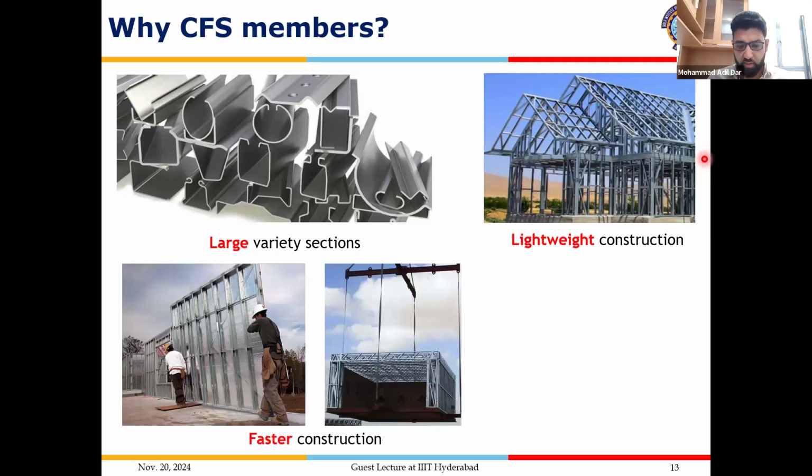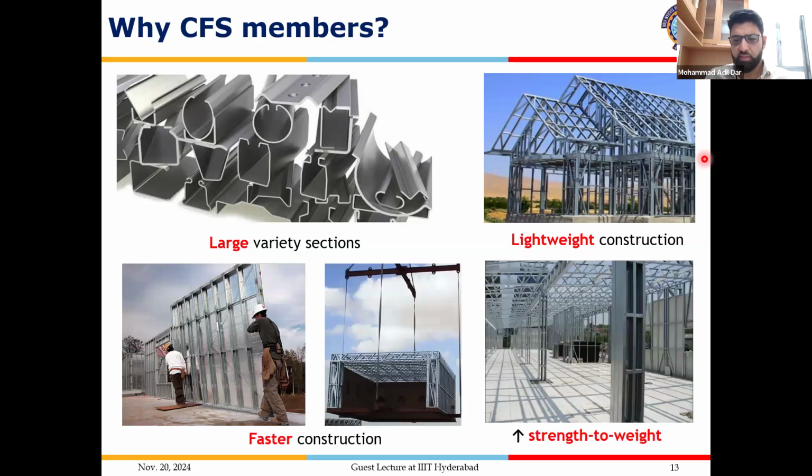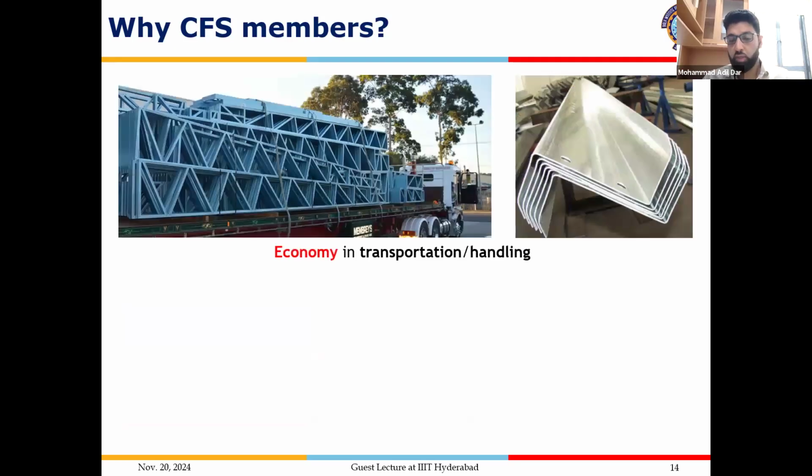It results in faster construction because the assembling process takes place off-site. You bring the modular units to the site, and then it's assembled. It's as simple, in other terms, as the furniture these days that gets assembled on-site. It results in a higher strength to weight ratio due to its lightweight nature. It results in economy in transportation and handling.